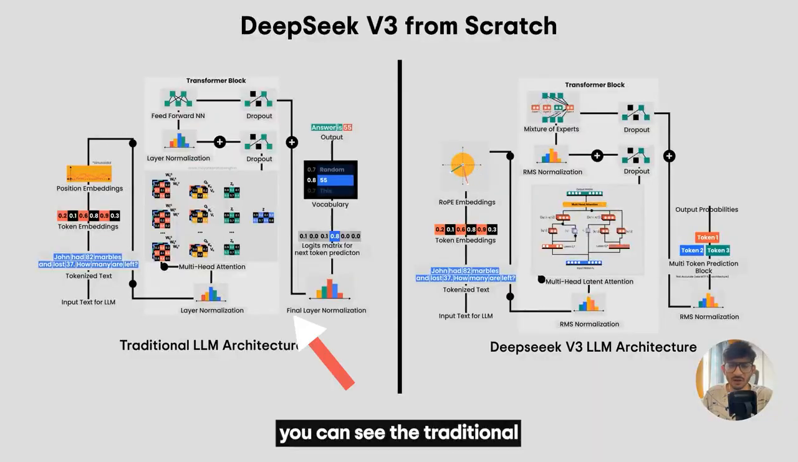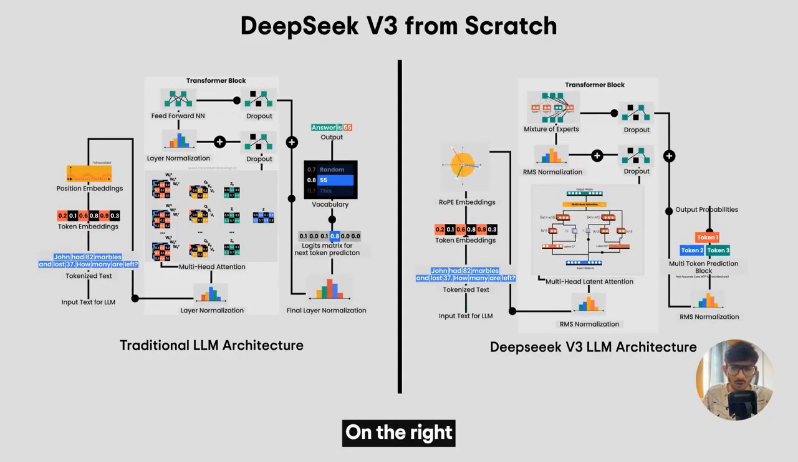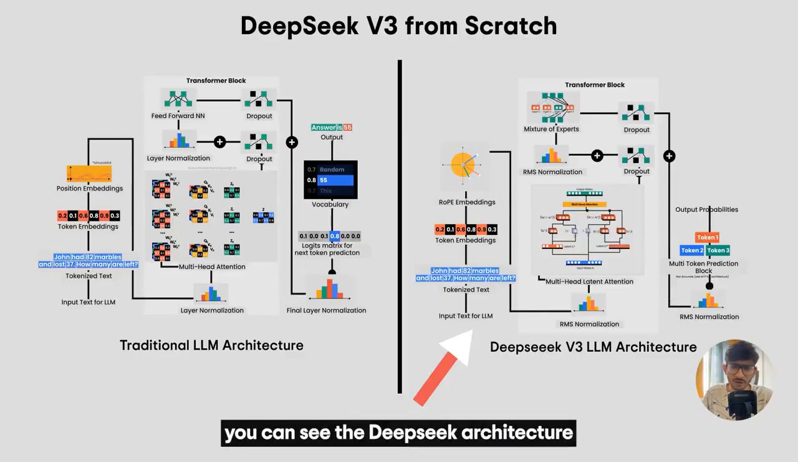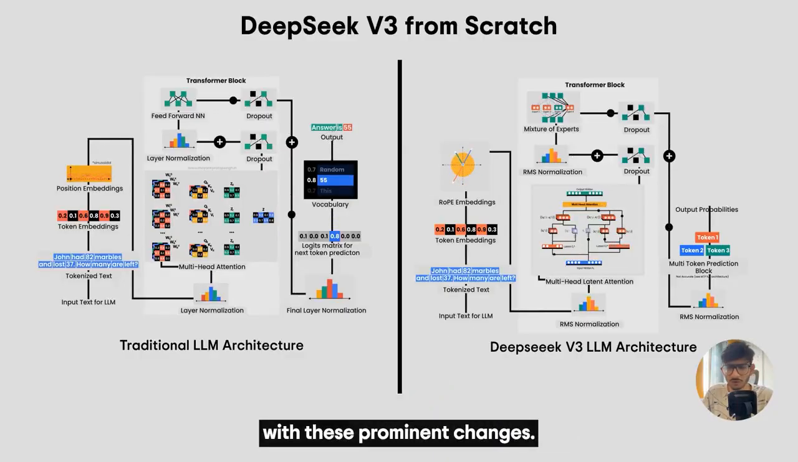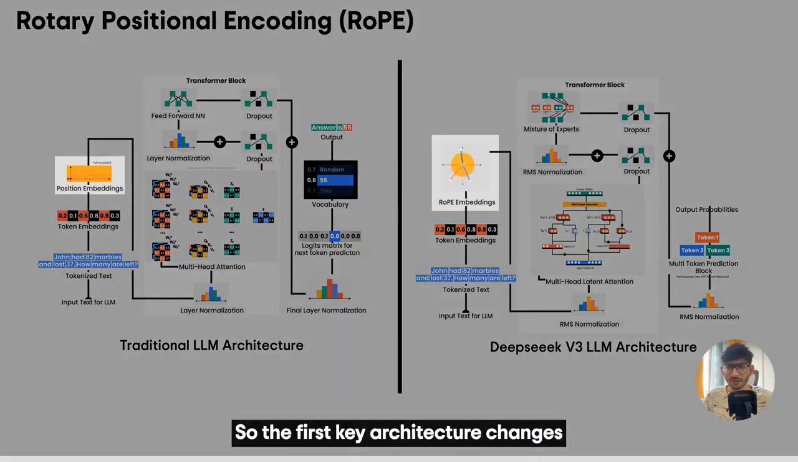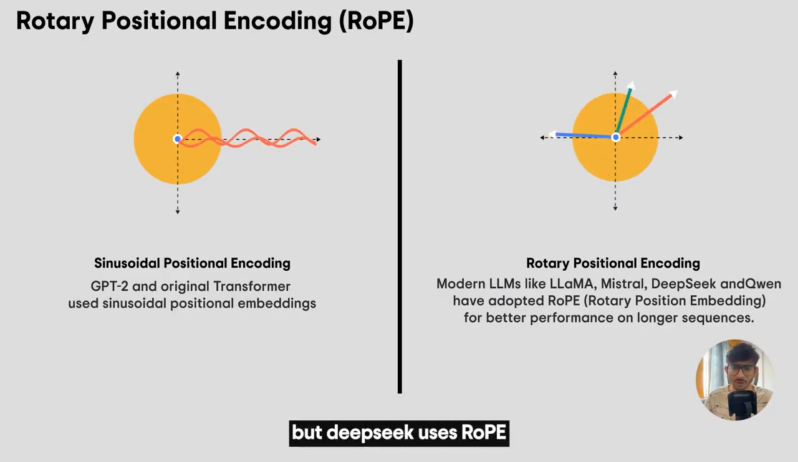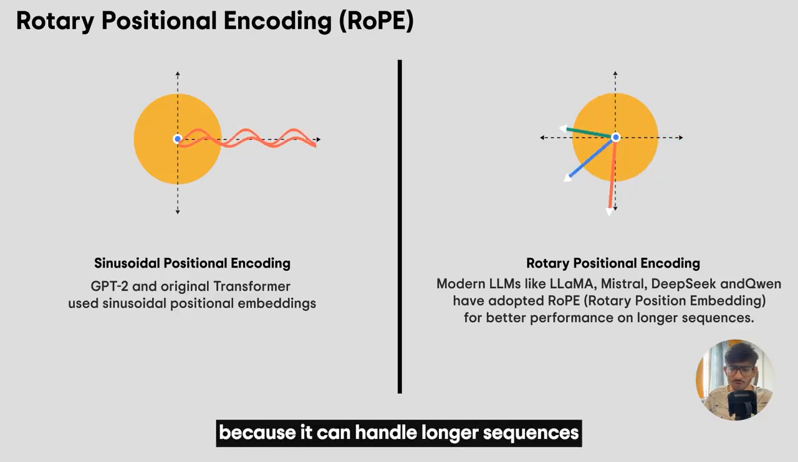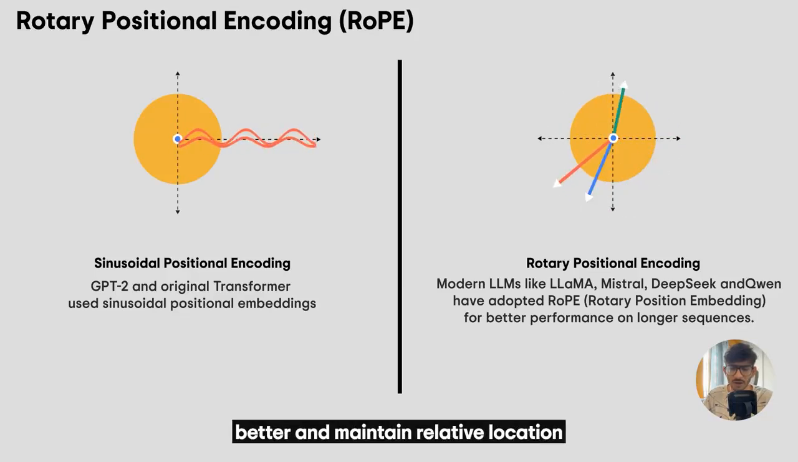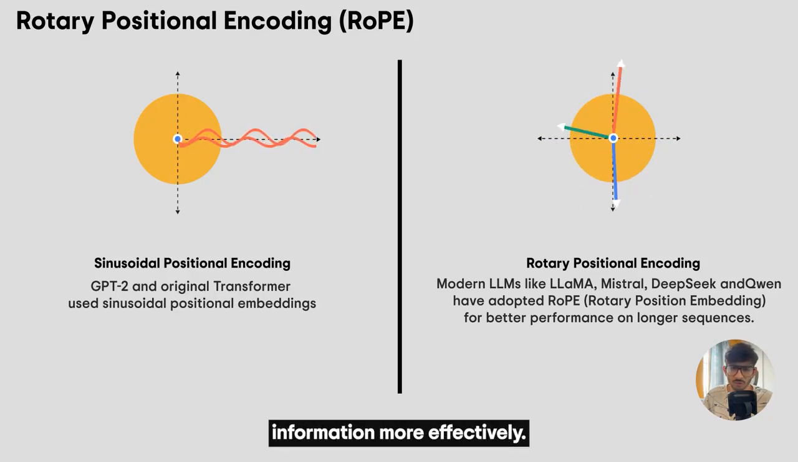On the left, you can see the traditional GPT architecture that I have implemented a couple of times. On the right, you can see the DeepSeek architecture with these prominent changes. So the first key architecture change is rotary positional encoding. Traditional LLMs use basic positional encoding, but DeepSeek uses RoPE because it can handle longer sequences better and maintain relative location information more effectively.